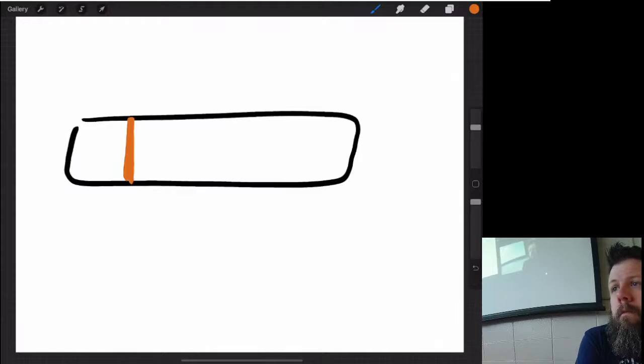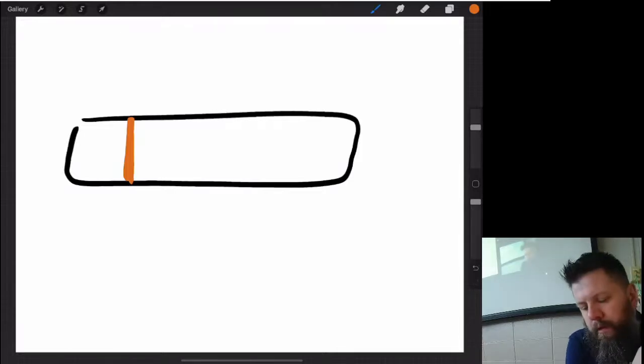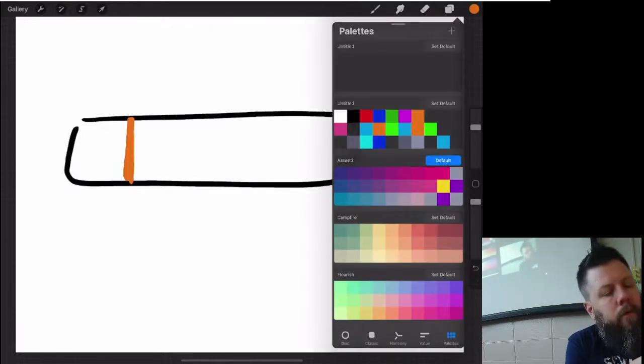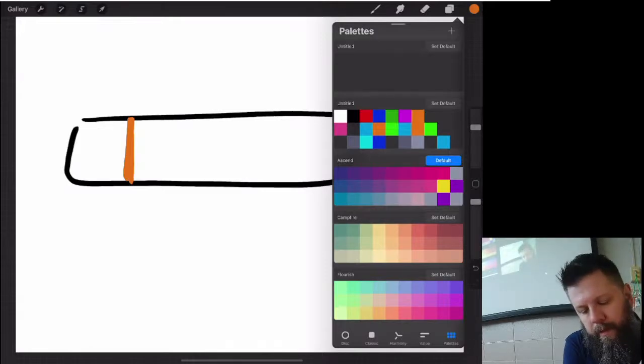What about the orange one? Orange is the real color. Brown's not. Brown is a mixture of a bunch of colors, but it's not a color of itself. All right, so we've got brown. This resistor has brown. It has black.